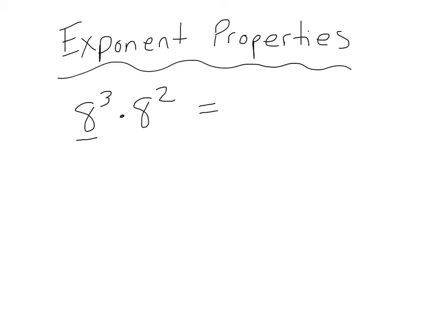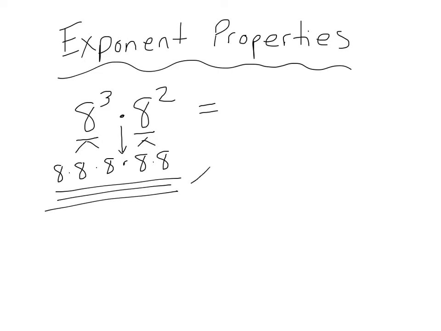If you have a power, you have repeated multiplication of the same factor. 8 multiplying 8 multiplying 8 3 times. Here you have 8 multiplying 8 twice. And since these things are being multiplied together, it could be written as a power: the repeated multiplication of 8 to the fifth, or multiplying 8 5 times. Sounds delicious, I know.